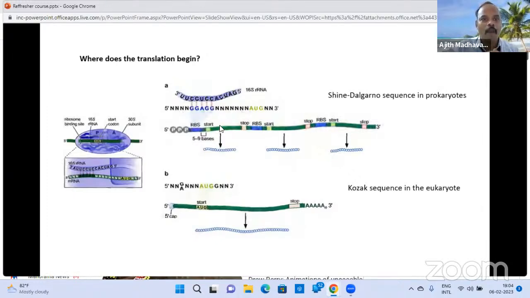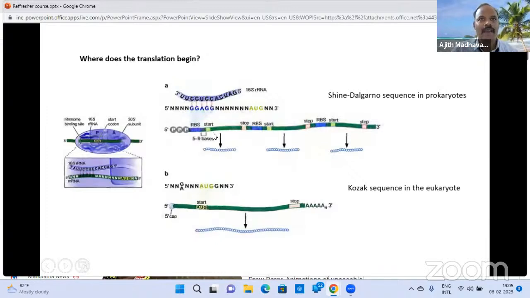The mRNA molecule has a particular region which indicates to the ribosome that this is the site. You have to bind and you have to start from this codon because it's a start codon. That sequence is called not a promoter, but the Shine-Dalgarno sequence in prokaryotes and the Kozak sequence in eukaryotes. So what you need to understand is there are some special sequences which indicate that this is the point where the ribosome has to attach. I'll give you some details about this. I won't be dwelling deep into it.